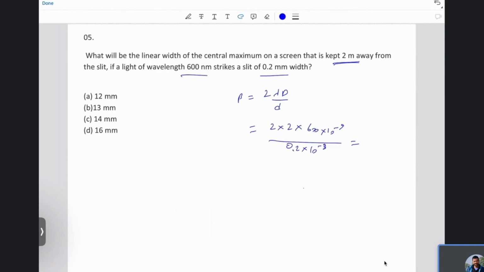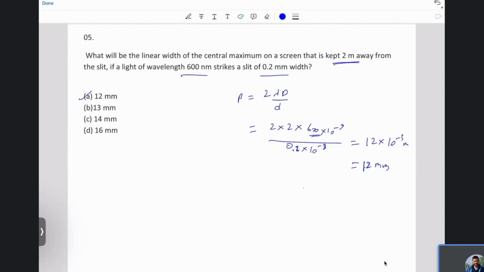So 2 will cancel, then you have 12 into 10 to the minus 6 will be here, and 10 to the minus 2 will cancel from this 100, so this will be 10 to the minus 3, so 12 mm. Yeah, 12 millimeter will be the option here.